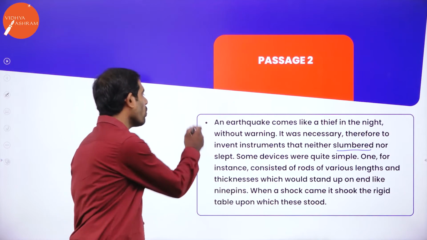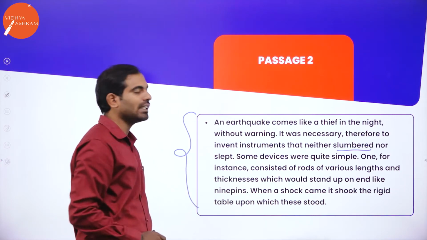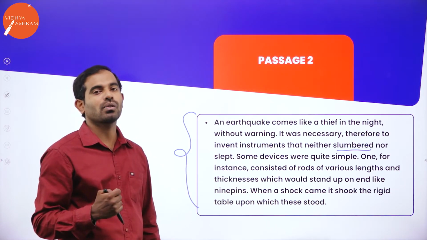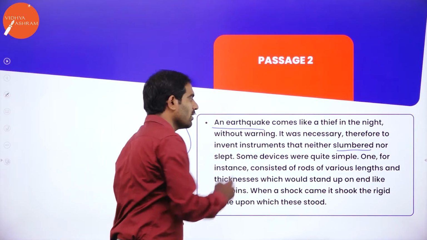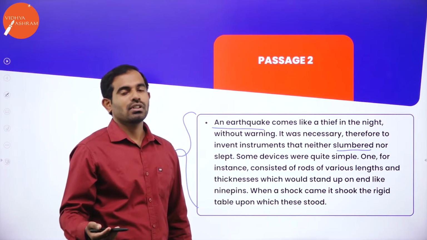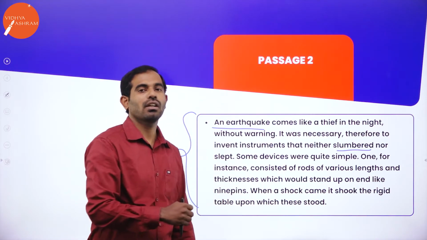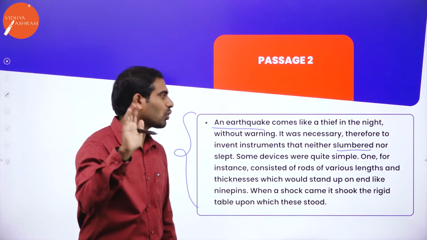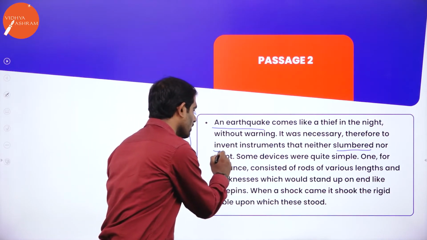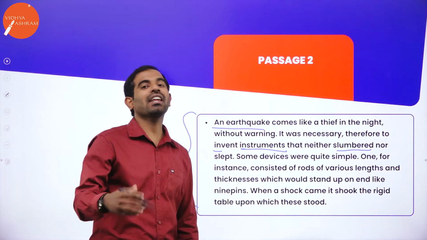stood. So what did you understand after reading these lines? What are we talking about? We are talking about an earthquake. What happens? And what is the basic idea here? We are not just talking about an earthquake. We are talking about an instrument. Inventing an instrument.